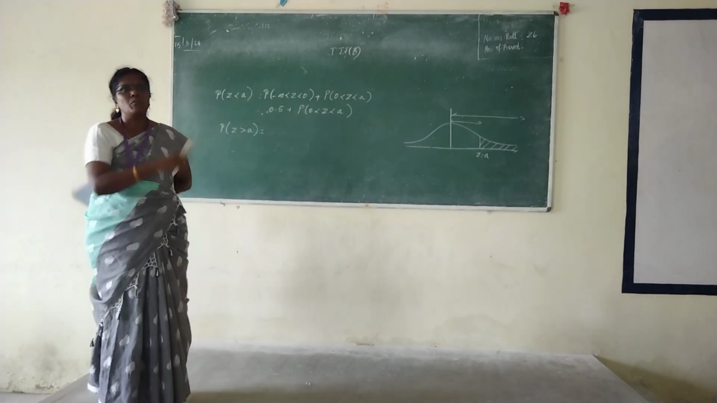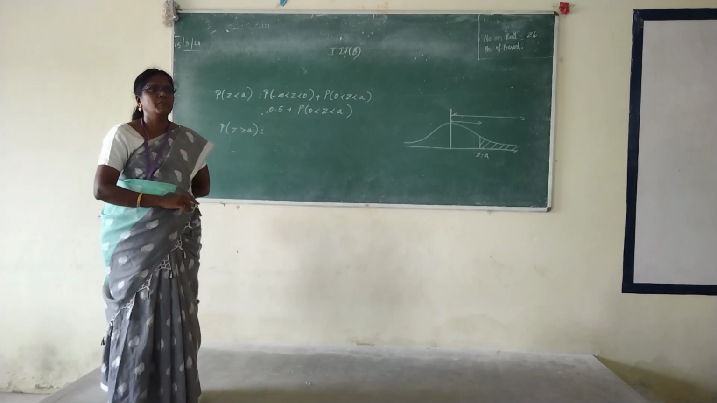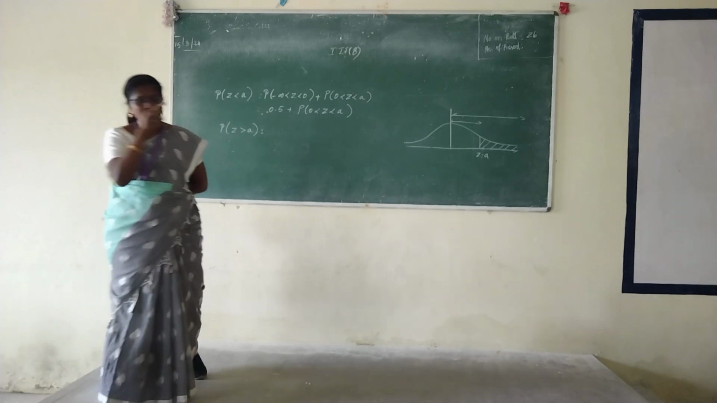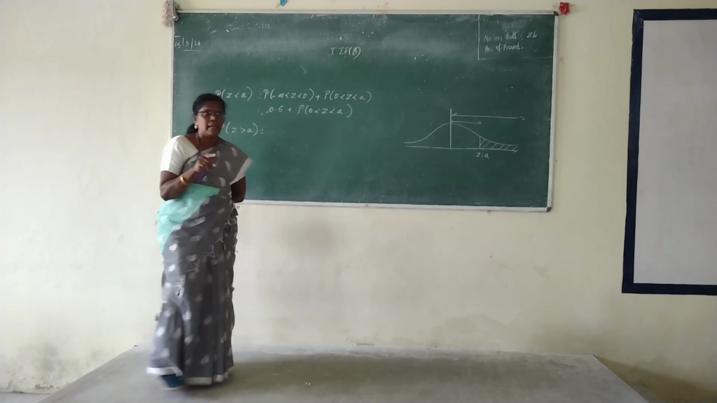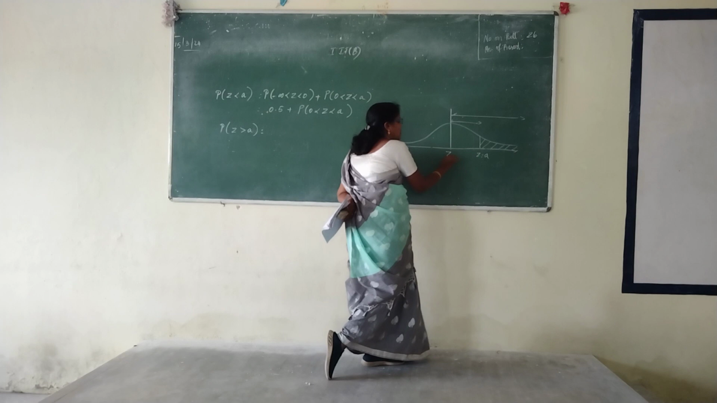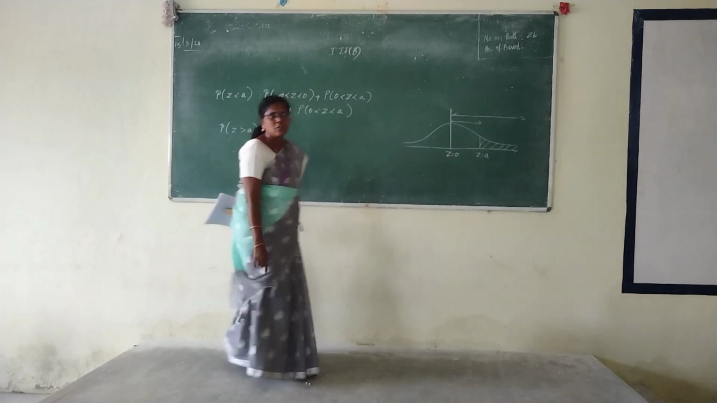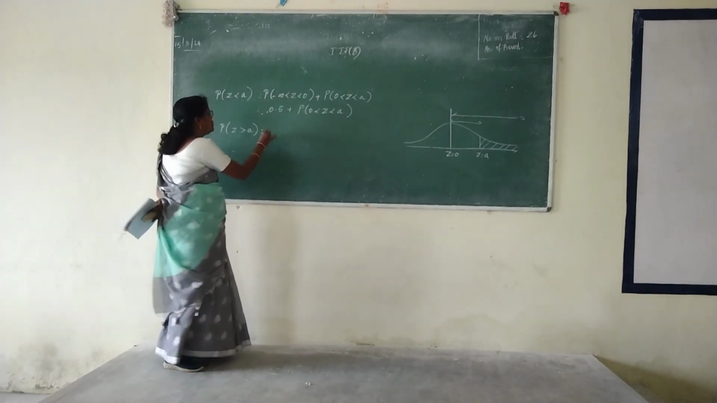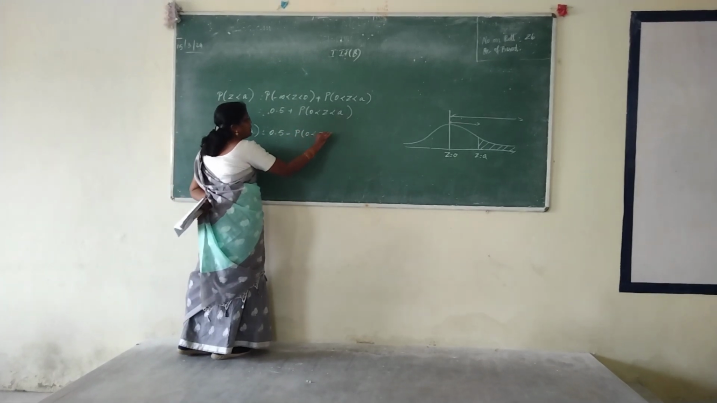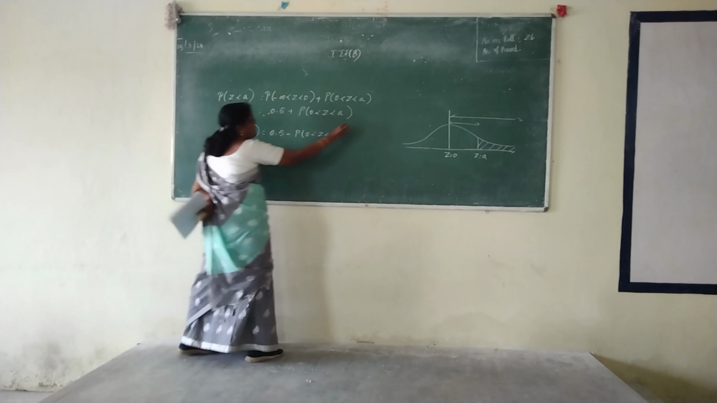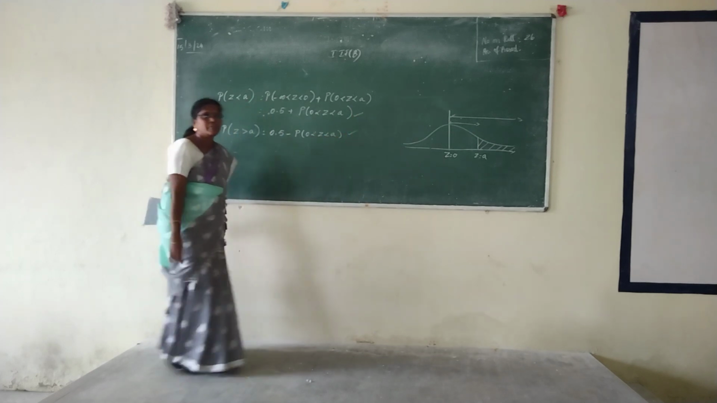Yes or no? So what is the right hand side area value? 0.5. What is the remaining area? 0 to A, exactly at the middle point, Z equal to 0. So for Z greater than A, what you can do? 0.5 minus 0 to A. Can you understand now? All these things are important to solve the problems.